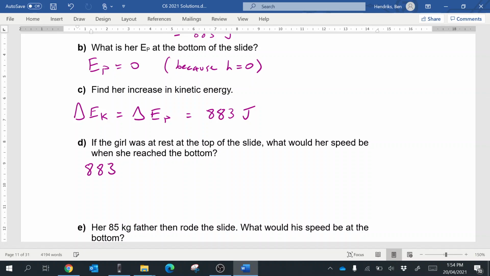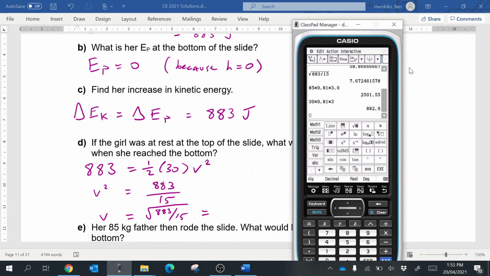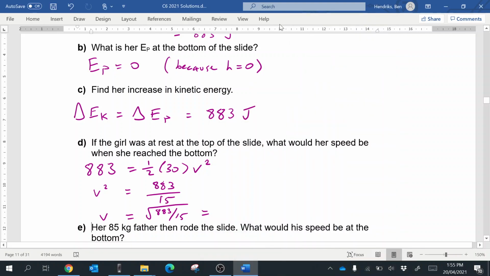So 883 is equal to half times 30, which was her mass, times velocity squared. So V squared is going to be equal to 883 divided by 15, because 15 is half of 30. So V is equal to the square root of 883 over 15, which is 7.67 meters per second.